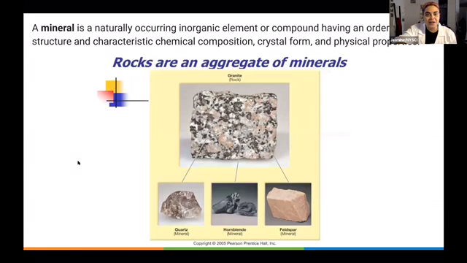All right, so someone had mentioned that a mineral is natural. It's a naturally occurring inorganic element or compound having an orderly internal structure, characteristic chemical composition, crystal form, and physical properties. Basically, all that's trying to say is that a mineral is something natural, and there are certain properties that it has that are unique to it. And as we said before, rocks are an aggregate, or are made up of minerals. And here's the breakdown again.